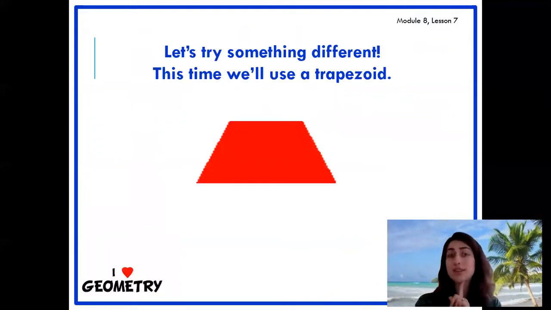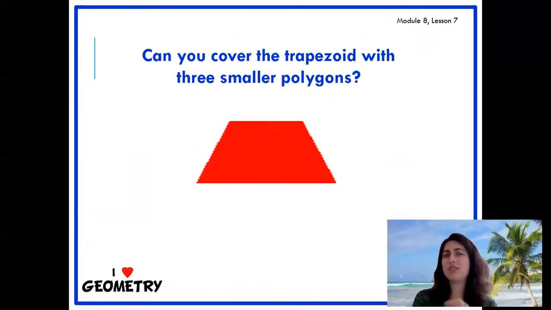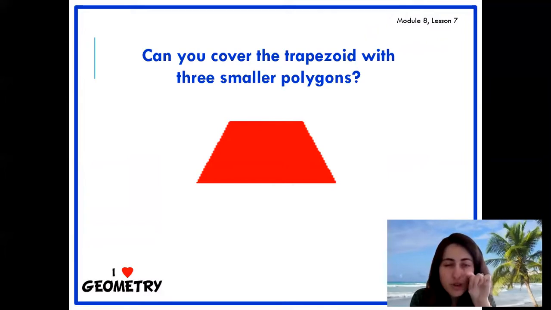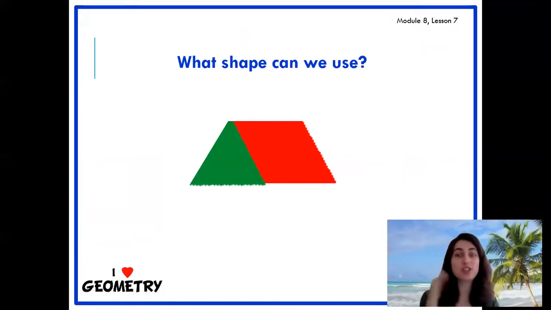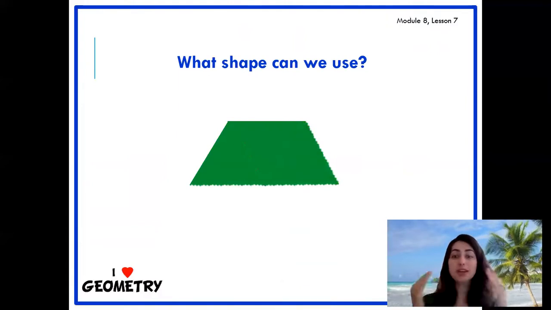Now let's try something different. We're going to use a trapezoid now. These are one of my favorite shapes. So trapezoid, can you cover the trapezoid with 3 smaller polygons? Let's see if I can visualize it. Well, yes. What shape can we use? We can use equilateral triangles, just like we did before. 1, 2, 3, and it fills up the whole trapezoid, okay?